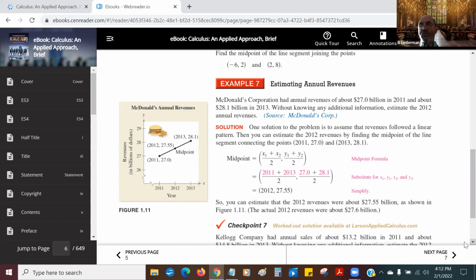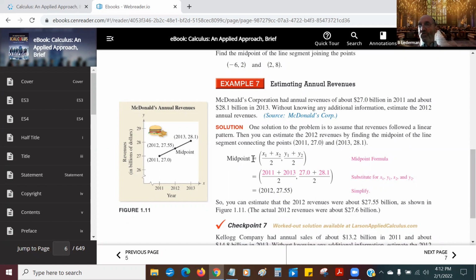So we're going to assume that the 2012 annual revenues are sort of the midpoint of these two points. Now that's not necessarily true, because things don't always go in a straight line, but we're just kind of estimating things here.